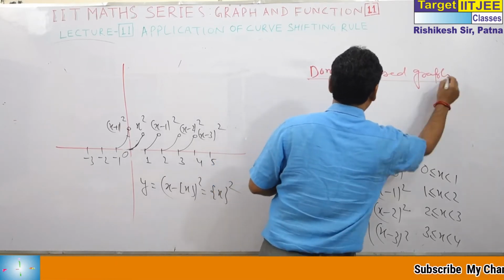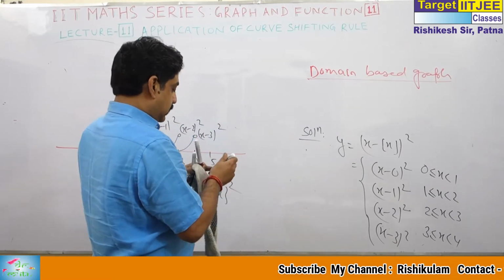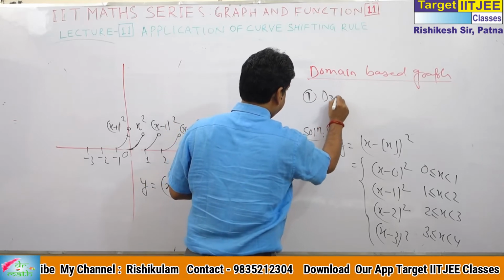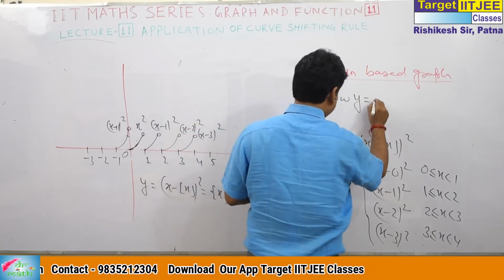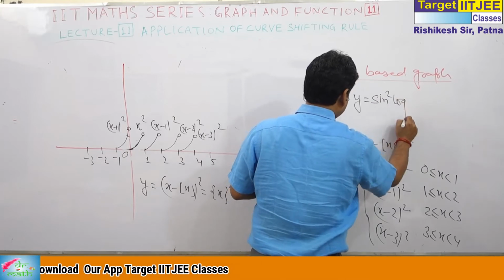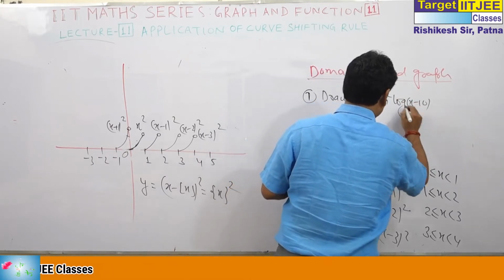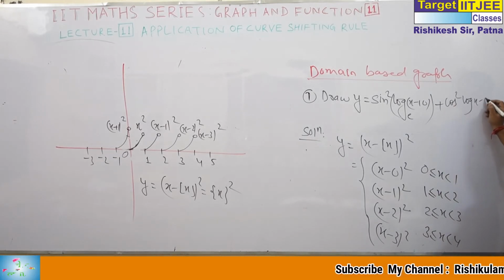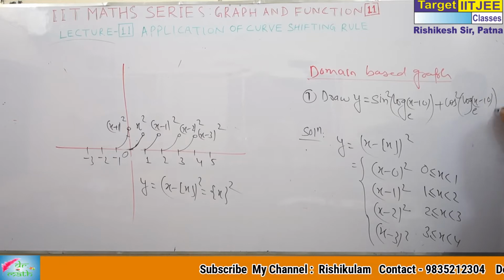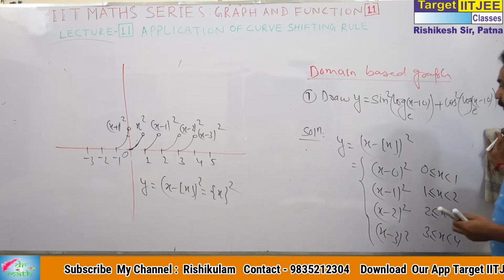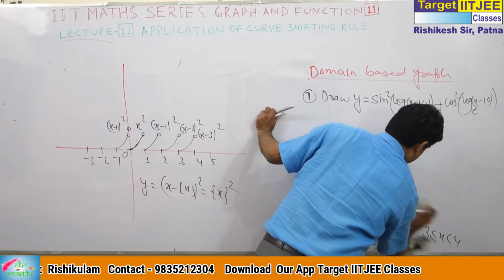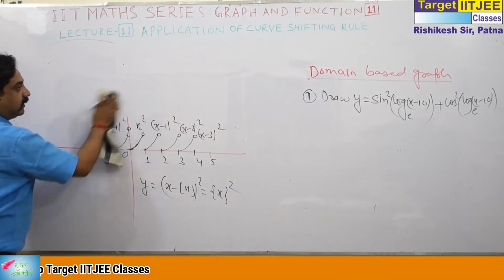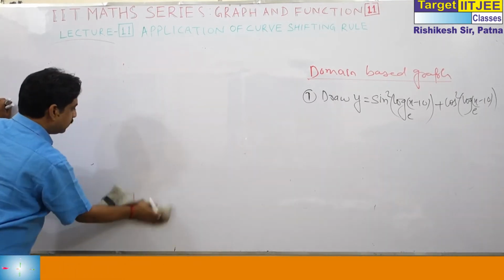Domain based graph. I need space for editing. Number 7: draw y = sin²(log_{10} x) + cos²(log_{10} x). So this is the question. Draw y = sin²(log_{10} x) + cos²(log_{10} x). Let me raise this one.